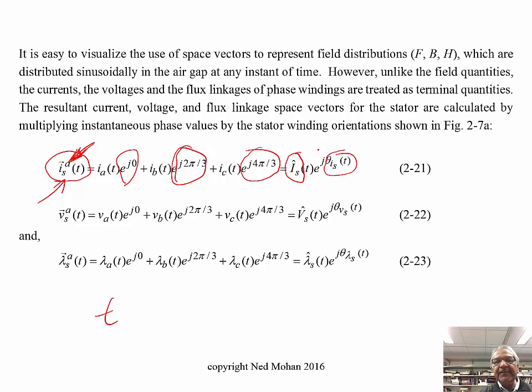And exactly the same thing we can do for voltage, where each individual phase voltage is multiplied by its respective phase orientation, and then we come up with the resultant stator voltage vector, and similarly we do for the flux linkage here. Okay, so there's no difference between the three. And it's very difficult to give any physical meaning to the voltage space vector and flux linkage space vector, but we can give a physical interpretation to the current space vector, which is very useful, I think.